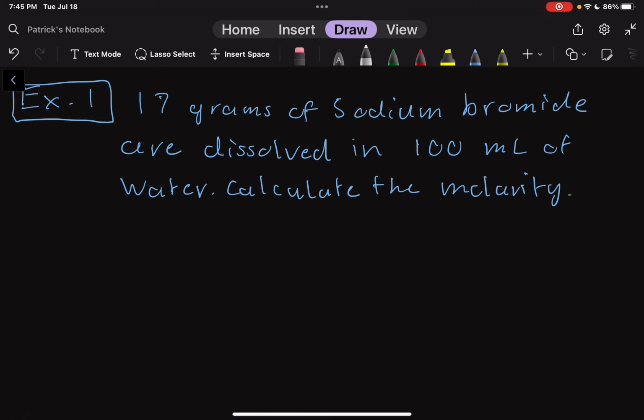It's time for our first example problem of the day. Example 1 says, 17 grams of sodium bromide are dissolved in 100 milliliters of water. Calculate the molarity. Feel free to pause the video if you'd like to try this for yourself.